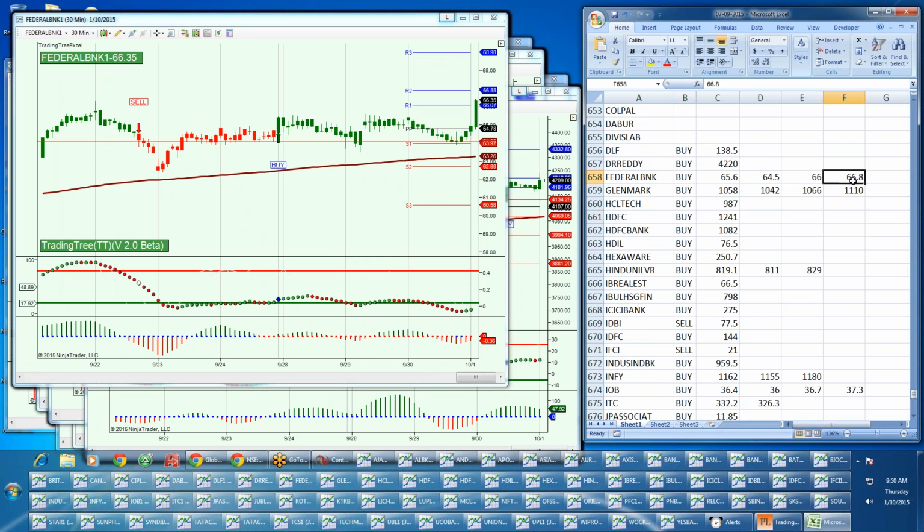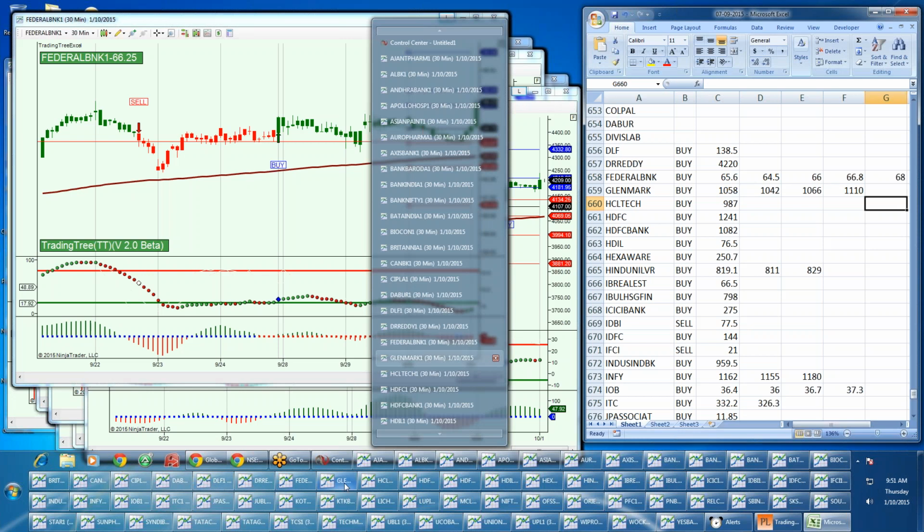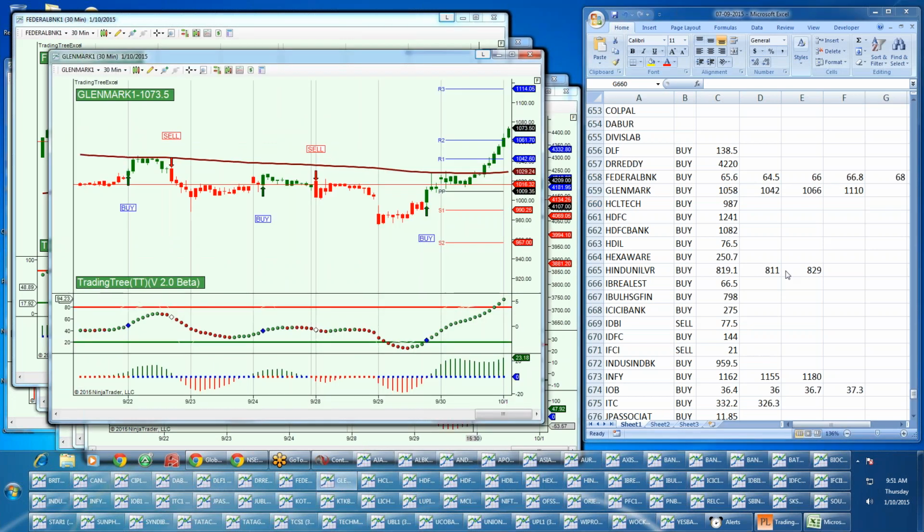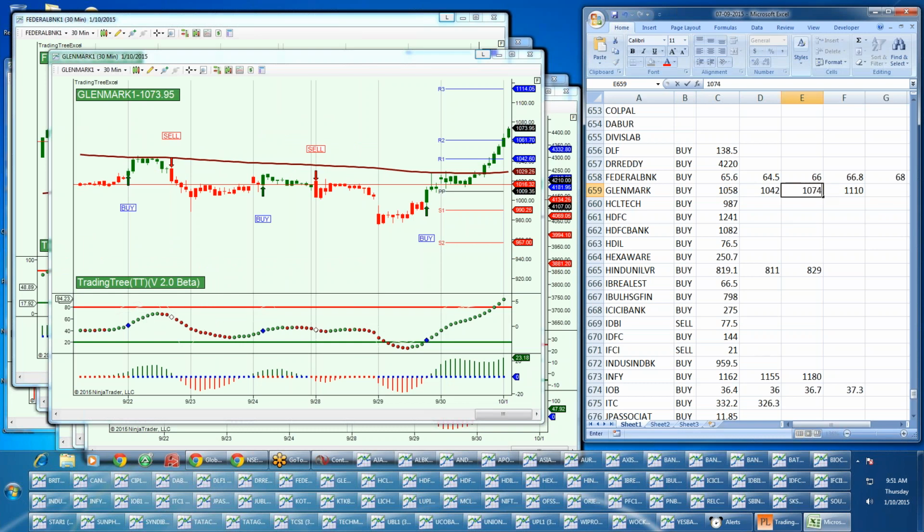And in case you reach the 66.80, then your next target will be 68. So that's Glenmark. 1066 is done. So now let me change it to 1074. My next target will be. So you'll have to just keep trailing your stop losses.